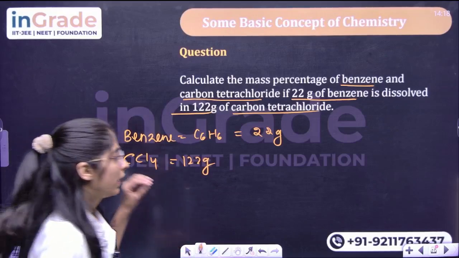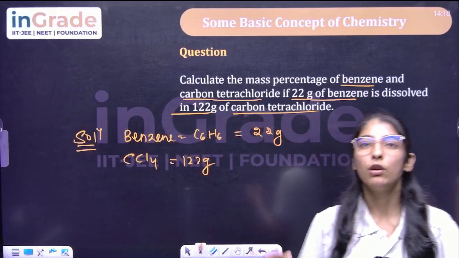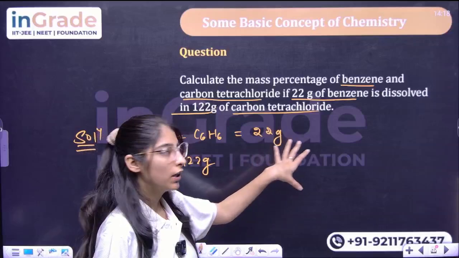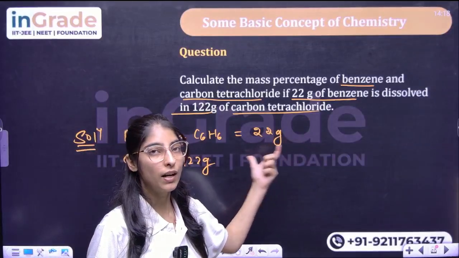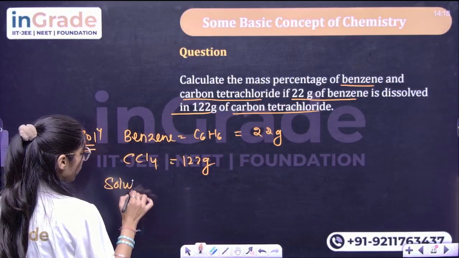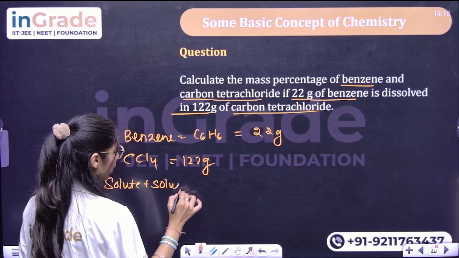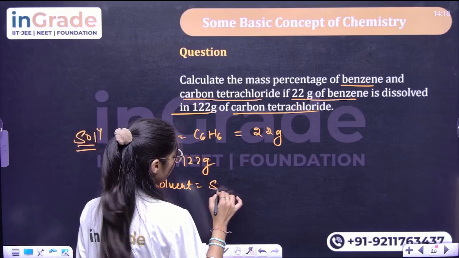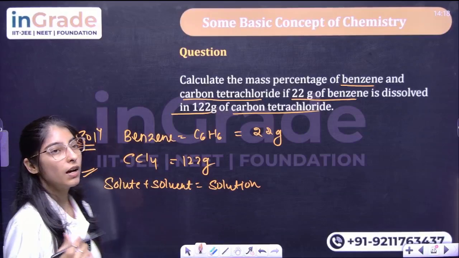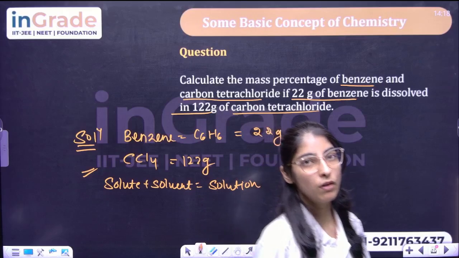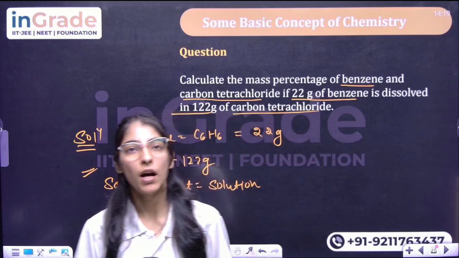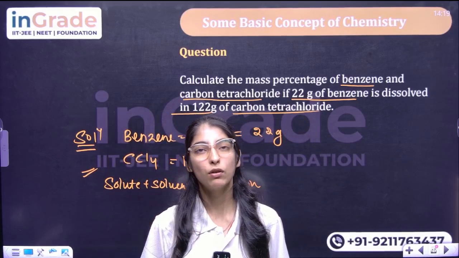See students, right now I am not telling you the meaning of solute and solvent and how we are going to calculate it, but I am simply explaining that this is going to be your solute and this is going to be your solvent. If I add solute into the solvent, then I will get my solution. Solute simply means the component that is present in lesser amount, and solvent is the component that is present in larger amount. After adding the masses of solute and solvent, we will get the mass of solution.